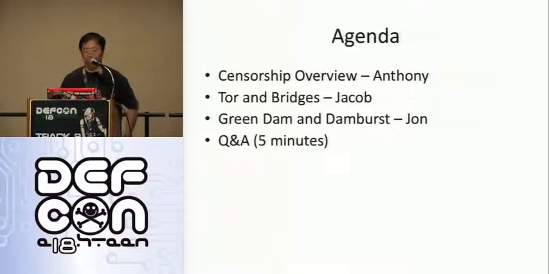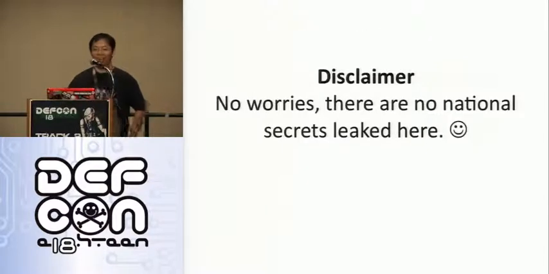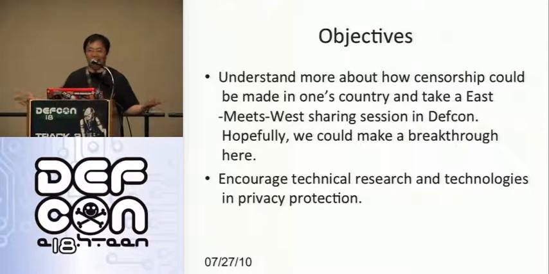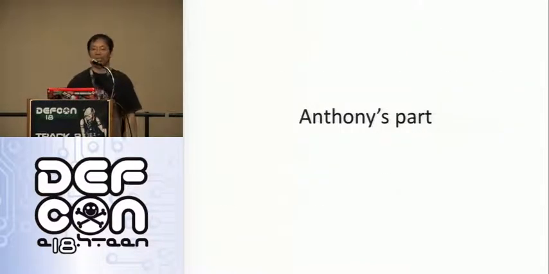For me, I will talk about the censorship overview, then Tor and Bridges from Jacob, and Green Dam and Danvers from John. Okay, there's no national secret. Is there any spy, any Chinese spy, Taiwanese spy? No worries. All things are from internet search. My objective right now is: be relaxed, and encourage technical research and technologies in privacy protection, and how we work around the censorship, and share my personal experience with you guys. Okay, let's start.